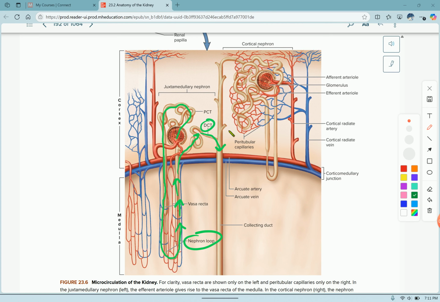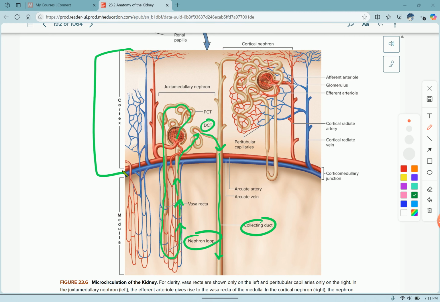And then eventually it's going to go into the collecting duct. Okay, the collecting ducts are eventually going to communicate with those renal calyces that we looked at earlier. The renal calyces taper into the renal pelvis, which then sends fluid down the ureter.